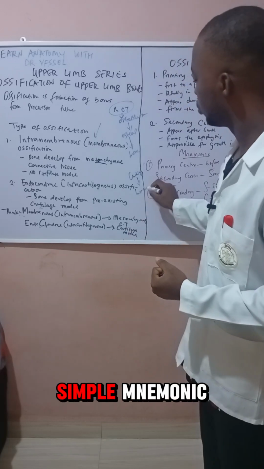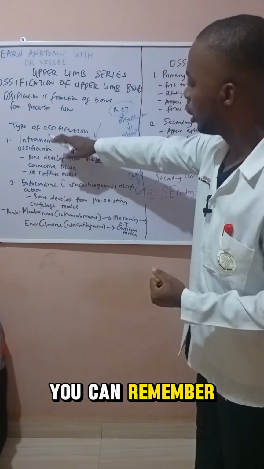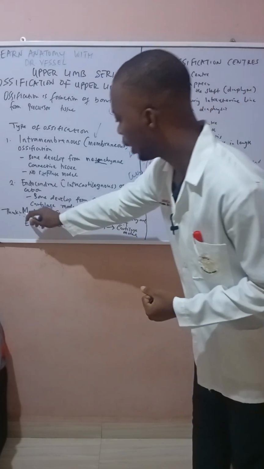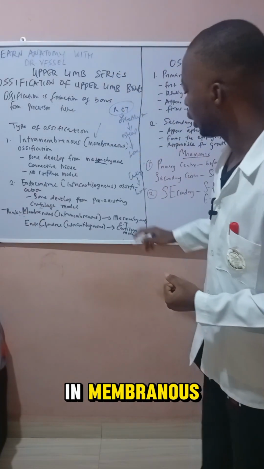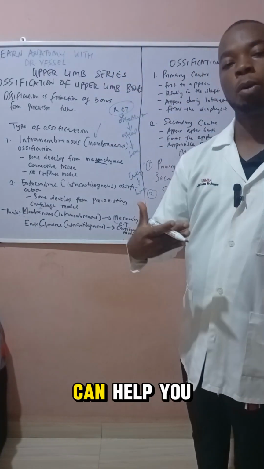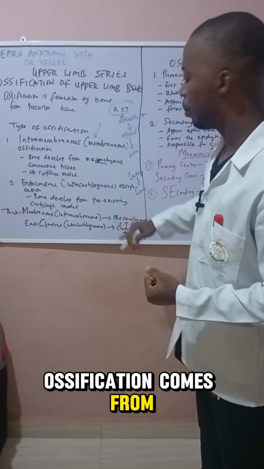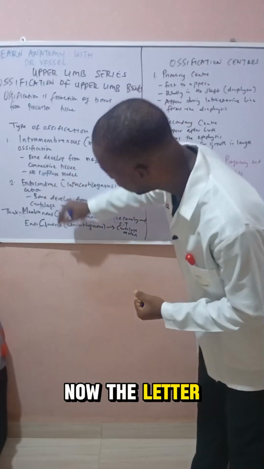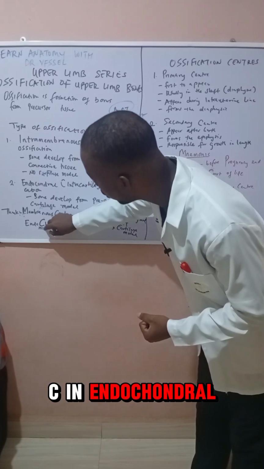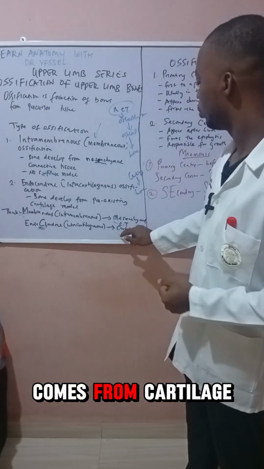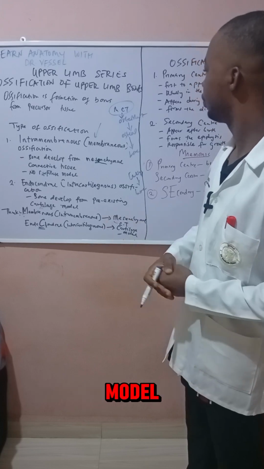Now with this simple mnemonic, you can remember intramembranous or endochondral. The letter M in membranous and the letter M in mesenchymal can help you remember that membranous ossification comes from mesenchymal connective tissue. Now the letter C in endochondral ossification can help you remember that the ossification comes from a cartilage model.